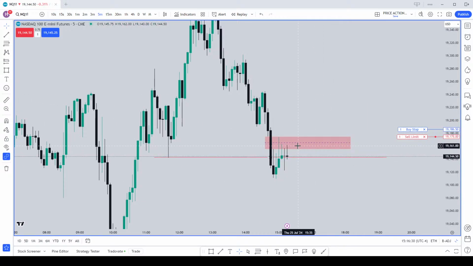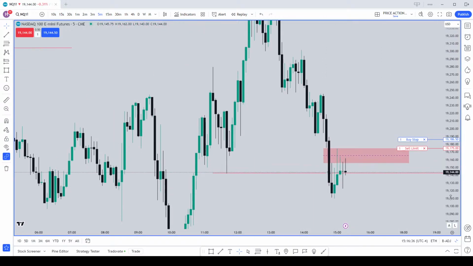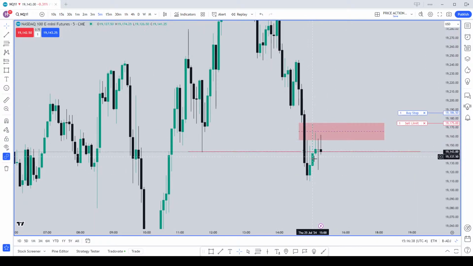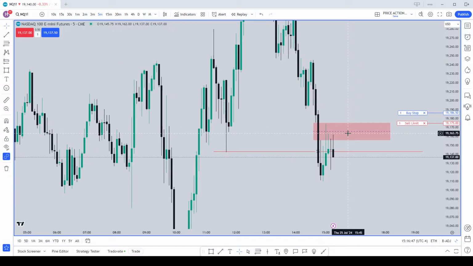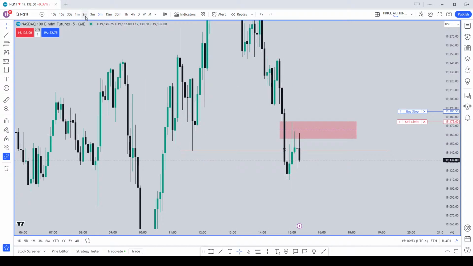But again, I had a feeling that this could take these highs here. I could be wrong, but the way the candle was going, it felt like it wanted to take these highs. Alright, I guess not. Okay, would this be the next move down?